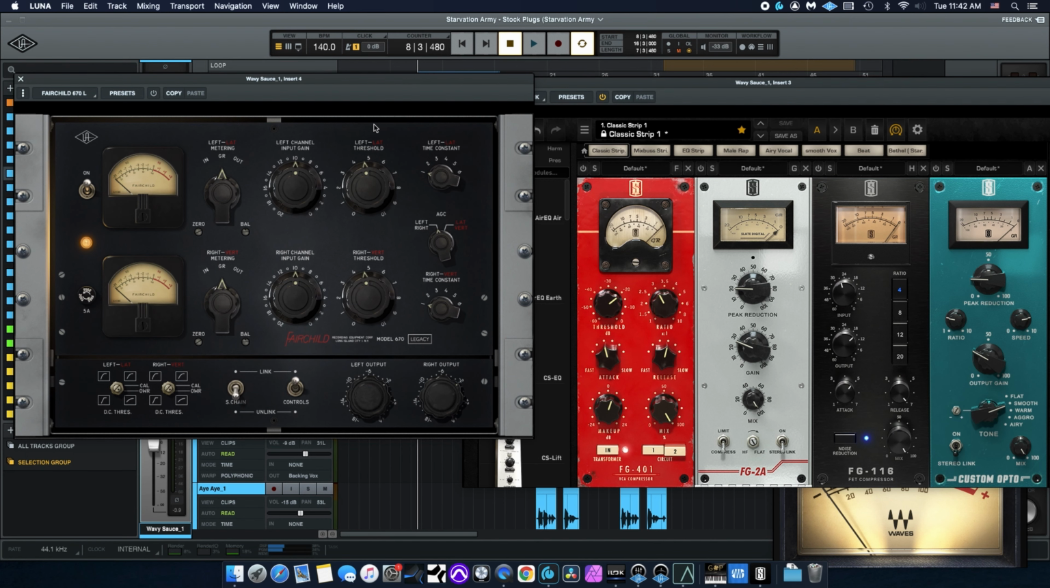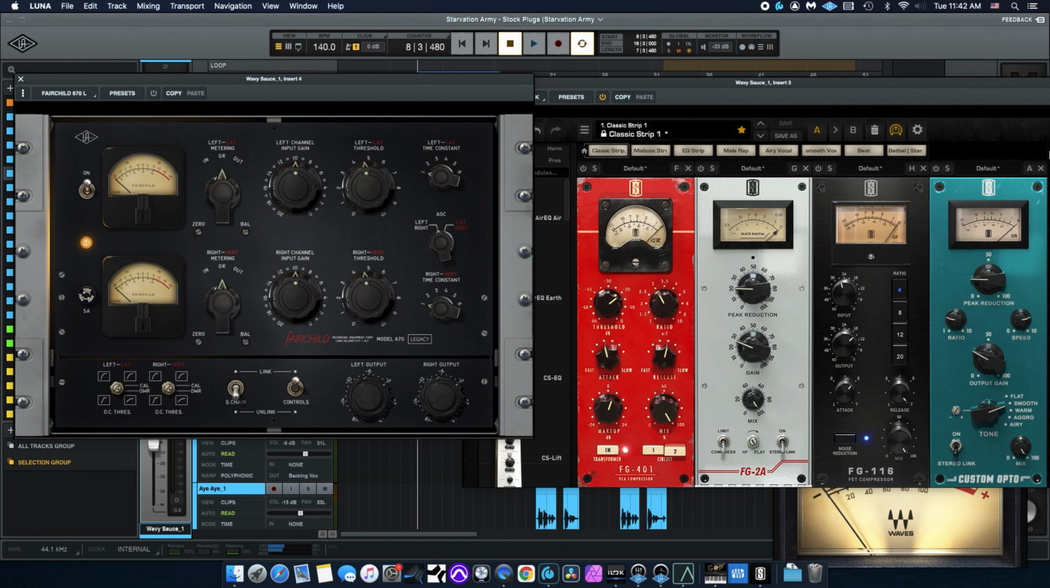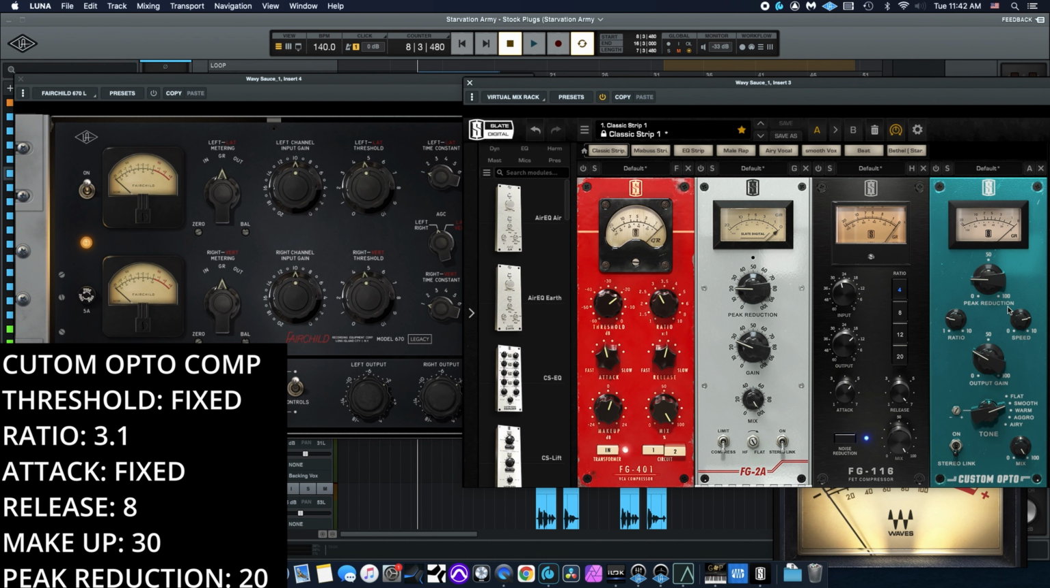And moving on to the Fairchild compressor. For the input, I have it at about 10. And for the threshold, I have it at about, looks like 4.9-ish. And for the time constant, which would be the release in this case, I have it at its fastest. And as a bonus, I have the custom opto by Sleep Digital, which I have the peak reduction at about 20, ratio at about 3:1, and the output at about 30.